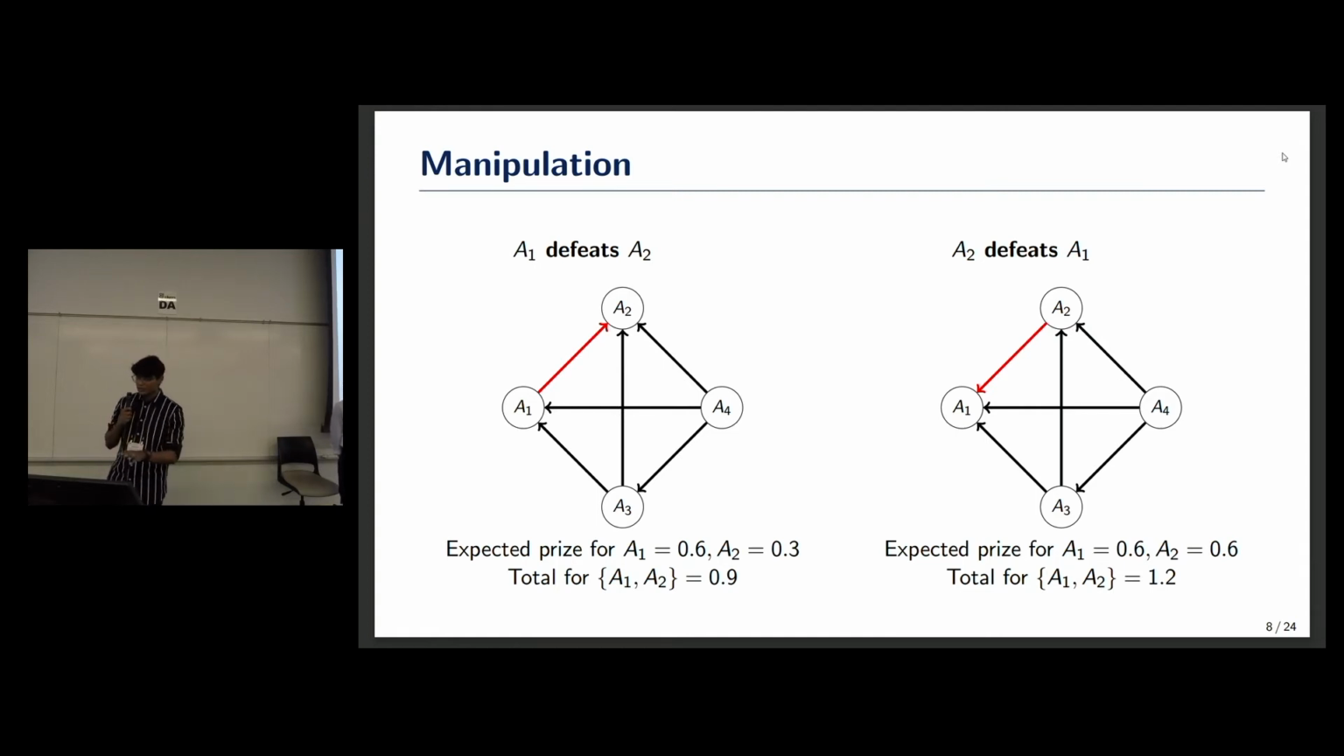Also, such tournaments that differ only in the result of the matches among two or more teams within S are said to be S-adjacent. So these two tournaments are identical except for the result of the match between A1 and A2, and so they're S-adjacent tournaments.